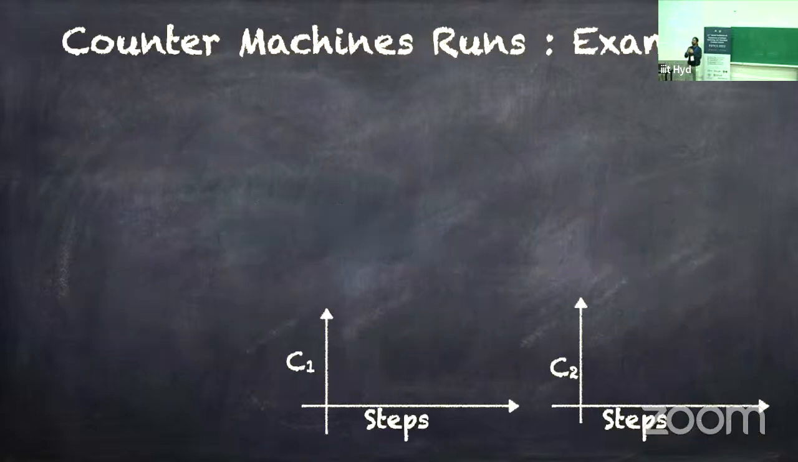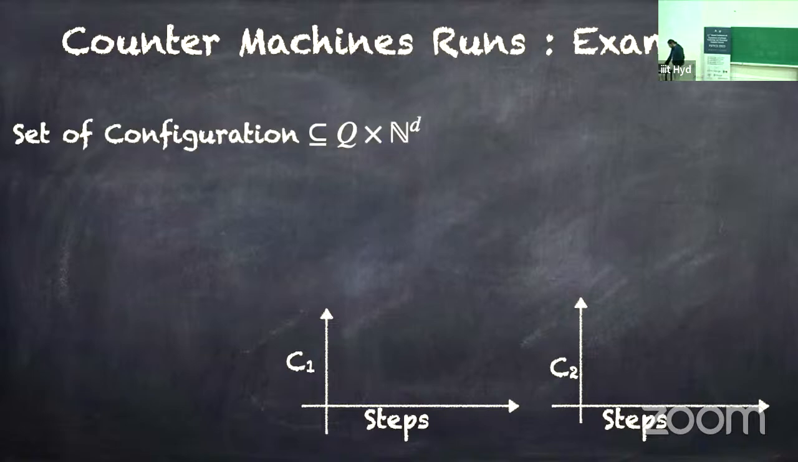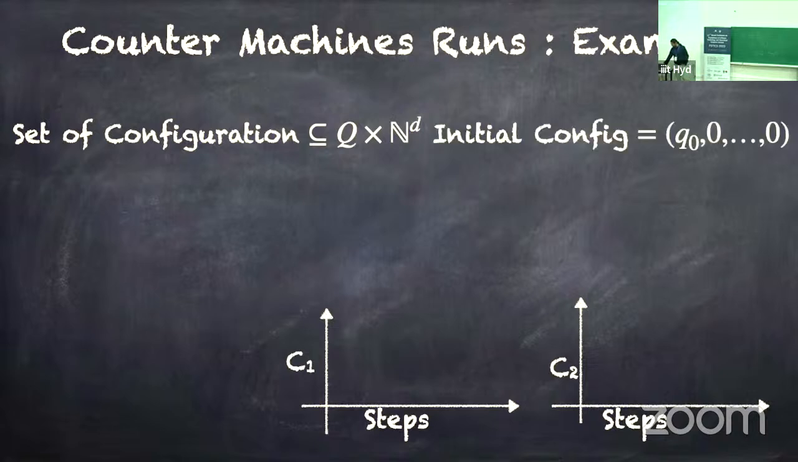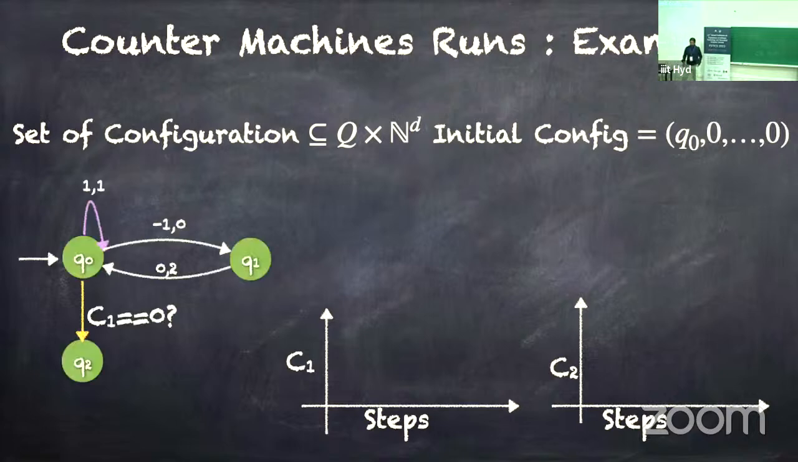I'll explain the semantics of counter machines with a very small example. First of all, a configuration of a counter machine is a tuple containing a control state and the values of all the counters. The initial configuration is q0, that is the initial control state, comma, all the counters set to 0. Let's see what a run of a counter machine looks like. A run of a counter machine is just a sequence of its configurations, starting with the initial configuration.